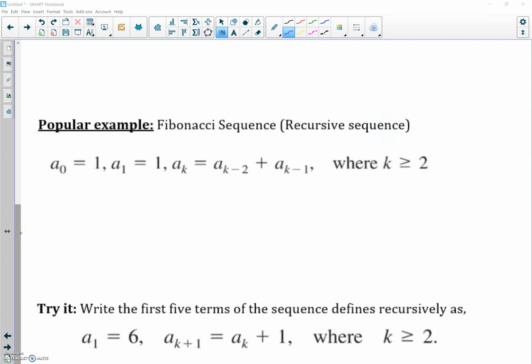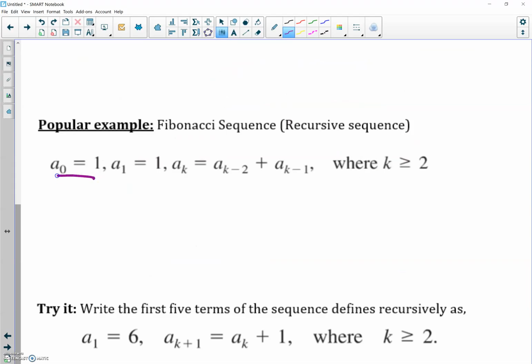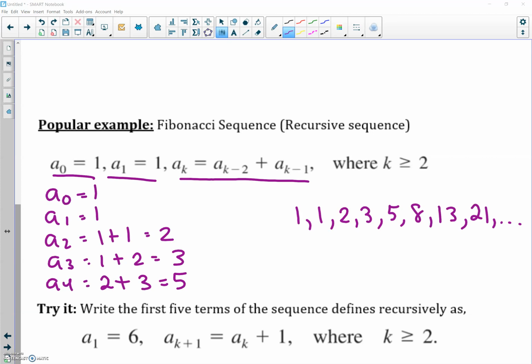A popular example of a recursive sequence is the Fibonacci sequence. Notice a sub 0 equals 1, a sub 1 equals 1, and a sub k is the sum of the previous 2 terms. So the work on the left here shows the beginning of the Fibonacci sequence. Take a moment and try the recursive sequence below.